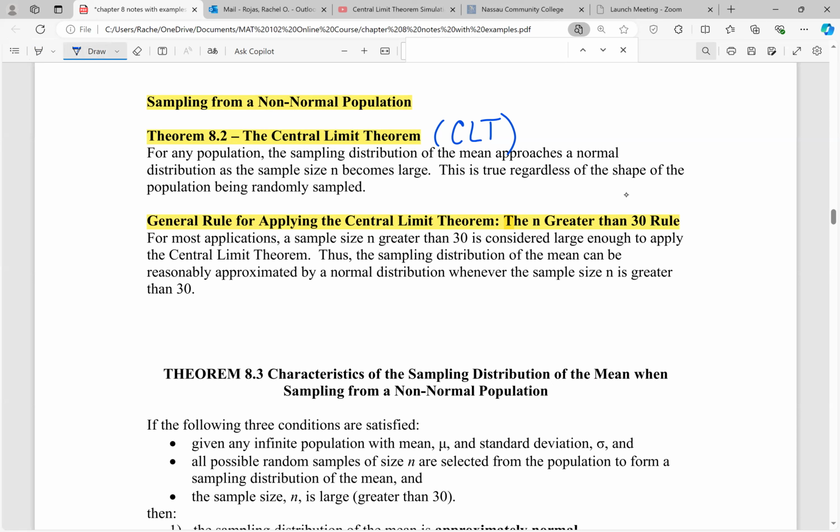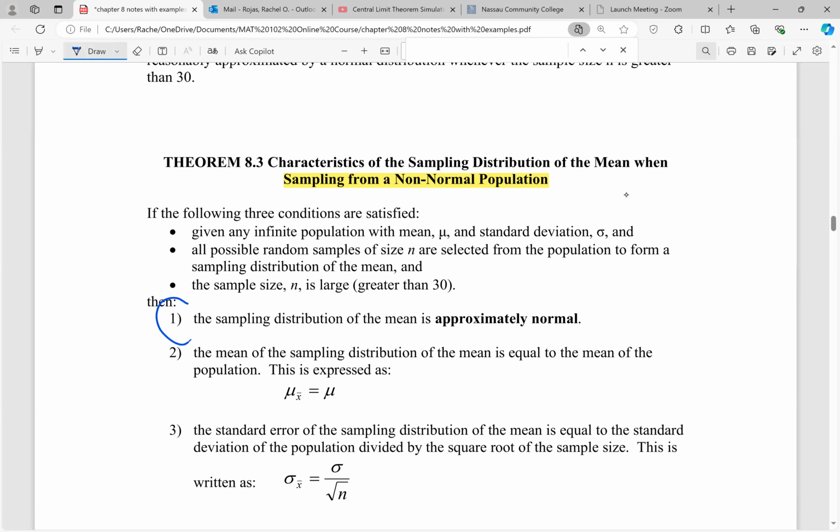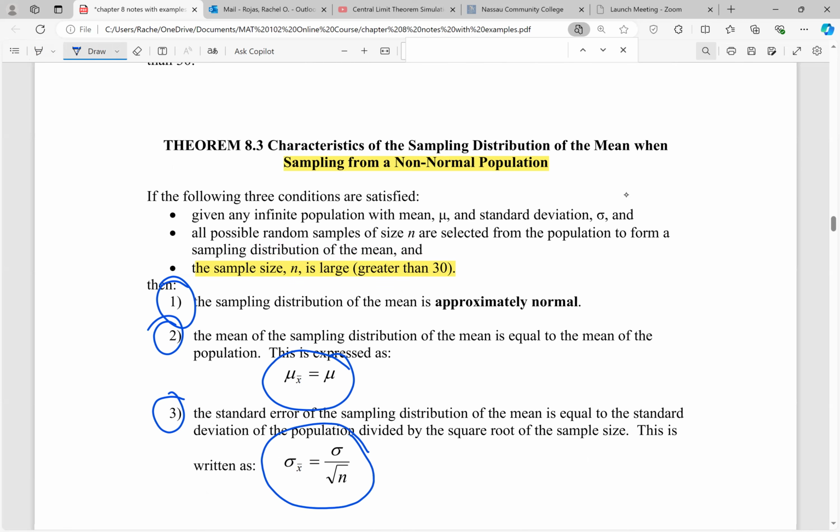So this is assuming we're sampling from a non-normal population. If we're sampling from a non-normal population, then the sampling distribution of the mean is approximately normal only if sample size is larger than 30. The mean of all the sample means, mu sub x bar, is still equal to mu, and the standard deviation of all the sample means is still equal to sigma divided by the square root of n.